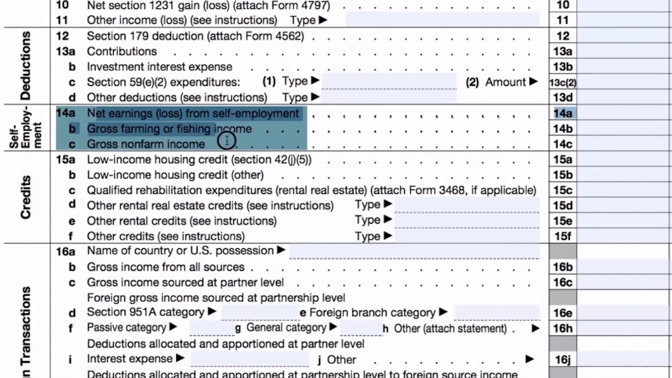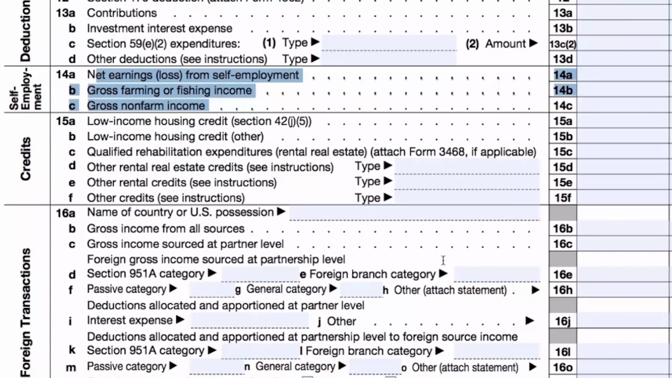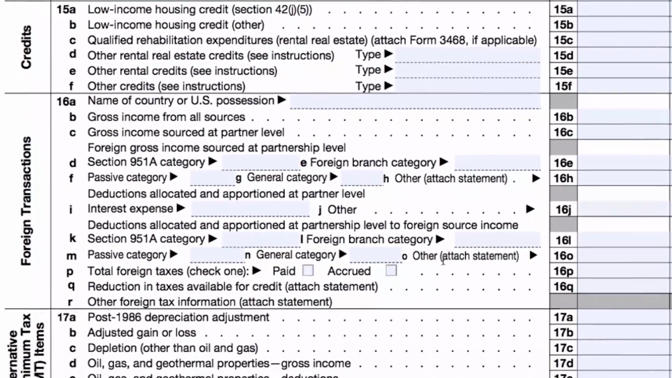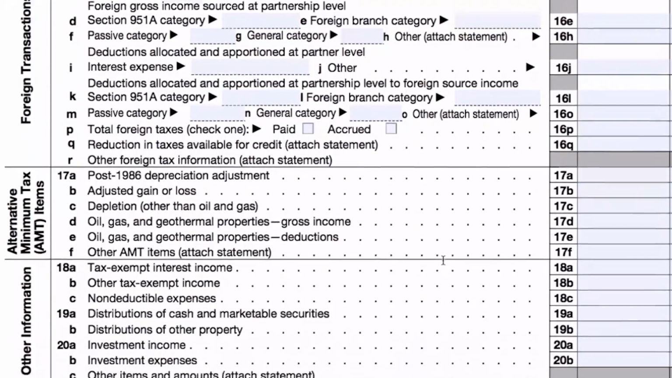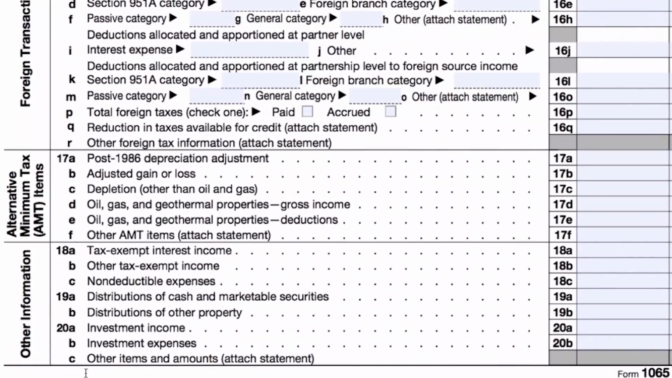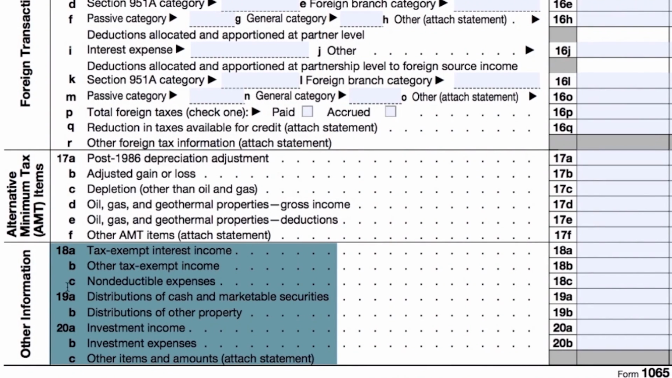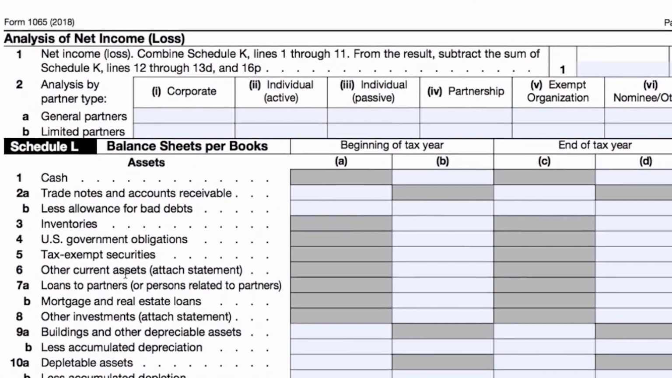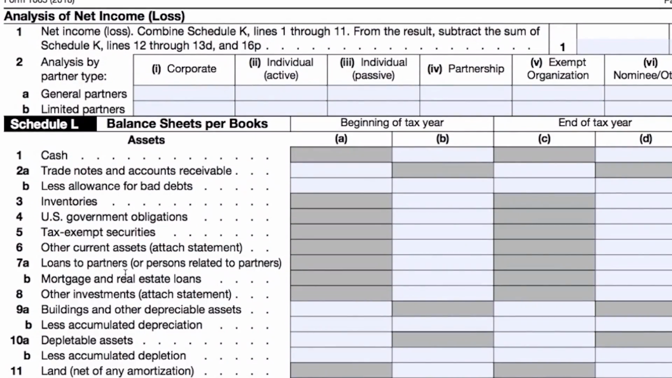Net earnings or loss from self-employment, and this is where the taxes really come into play. Again, be sure to check out my being paid in a multi-member LLC partnership video. So these are other less common items down below here, and then these last lines are just informational as far as the categories.